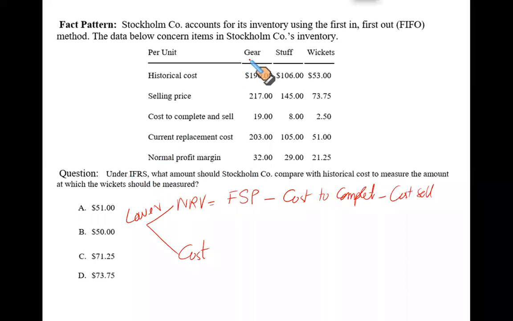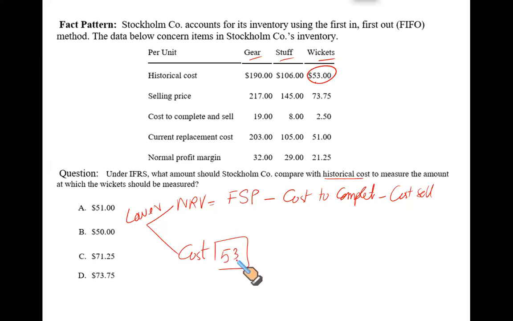We have been given 3 items: gear, stuff, and wickets. Under IFRS, what amount should Stockholm compare with historical cost to measure the amount at which the wickets should be measured? So remember, you have to compare your cost. That cost could be FIFO based, weighted average, specific identification, whatever cost convention, your choice under IFRS. So my cost of wickets as shown by the question is 53.